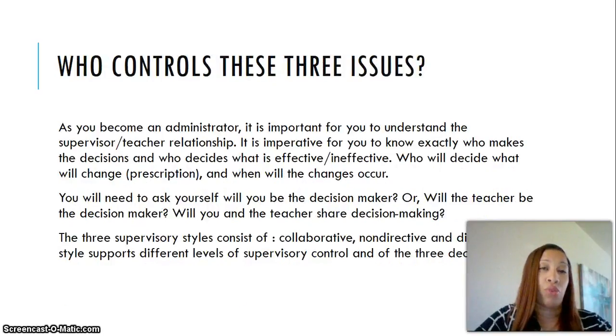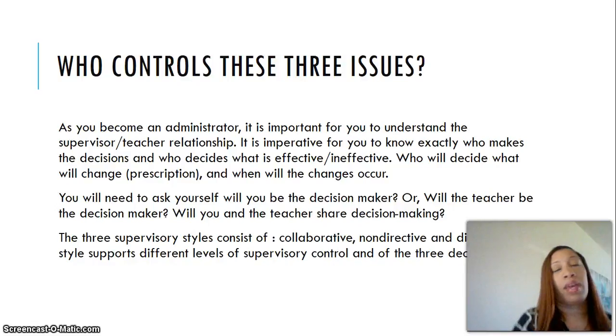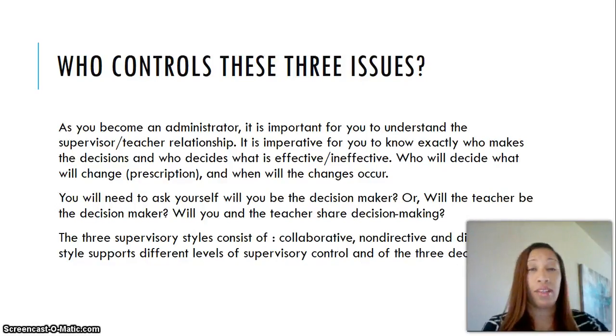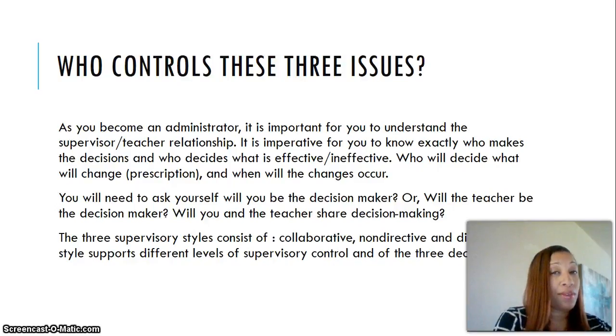Let's talk about who controls these three issues. As you become an administrator, it is important for you to understand the supervisor teacher relationship. It is also imperative for you to know exactly who makes the decisions and who decides what is effective and what is ineffective. Who will decide what will change, which is the prescription, and when will the changes occur? You will need to ask yourself, will you be the decision maker or will the teacher be the decision maker? Will you and the teacher share decision making?